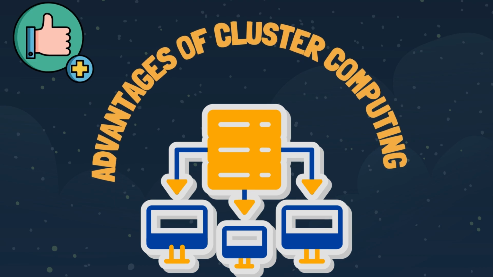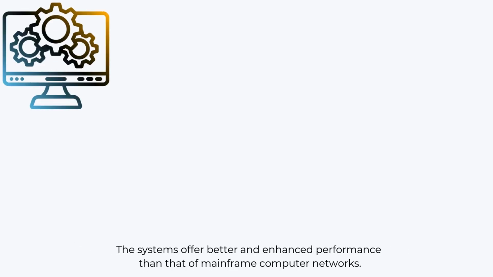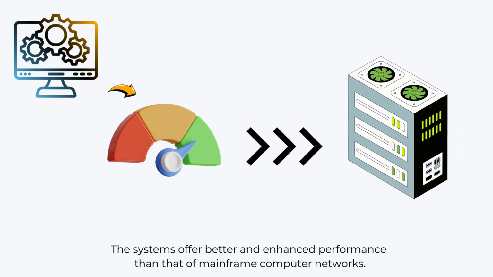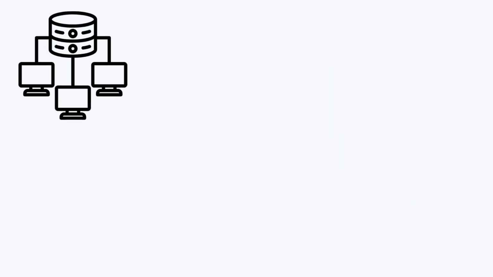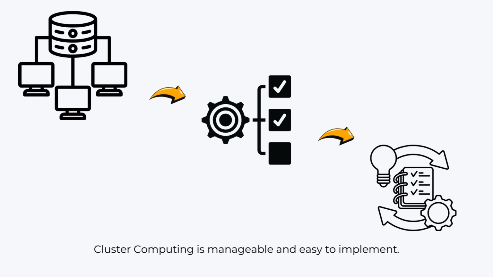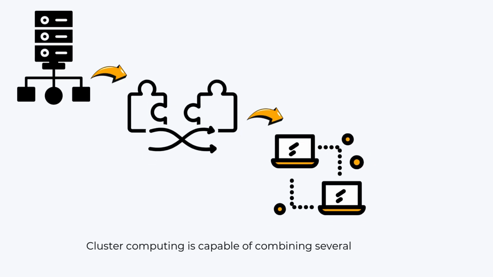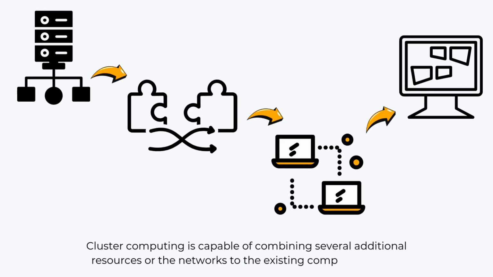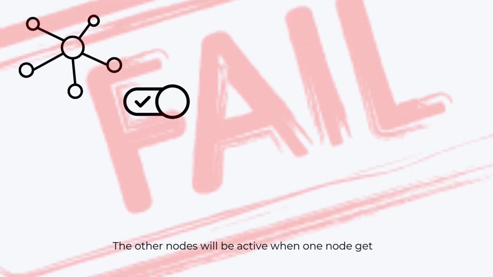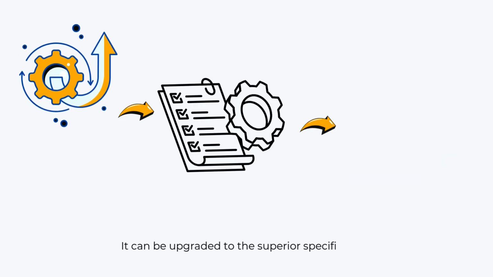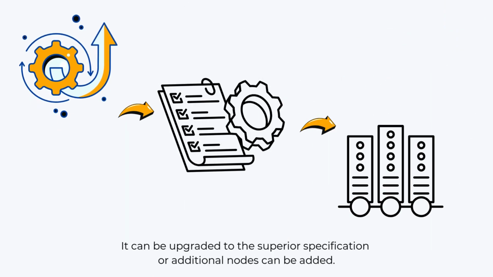Advantages of cluster computing. The systems offer better and enhanced performance than that of mainframe computer networks. Cluster computing is manageable and easy to implement. It is capable of combining several additional resources or networks to the existing computer system. The other nodes will be active when one node fails and will function as a proxy for the failed node. It can be upgraded to a superior specification, or additional nodes can be added.